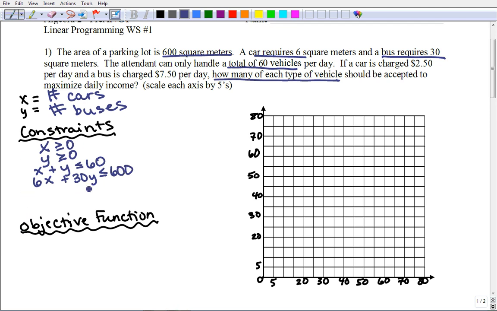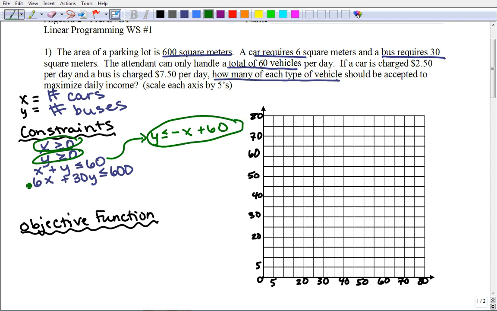Okay, so we need to have things that we are easily able to graph. First of all, this one's easy to graph, this one's easy to graph, but this one we need to rearrange a little bit. So if I solve this one for Y, I'll get Y is less than or equal to negative X plus 60. So we just subtracted the X over. So I'll be able to graph that one.